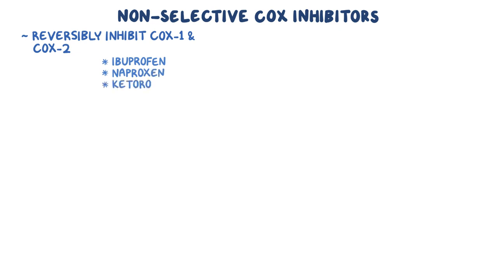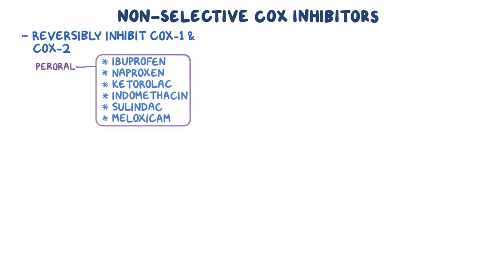Okay, moving on to non-selective COX inhibitors, which reversibly inhibit both COX-1 and COX-2. Common medications in this class include ibuprofen, naproxen, ketorolac, indomethacin, sulindac, meloxicam, and many others. All these medications can be taken perorally, but ketorolac is the only NSAID that's also available in parenteral form.